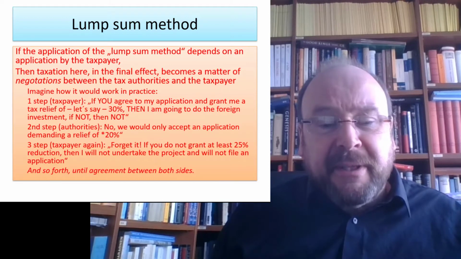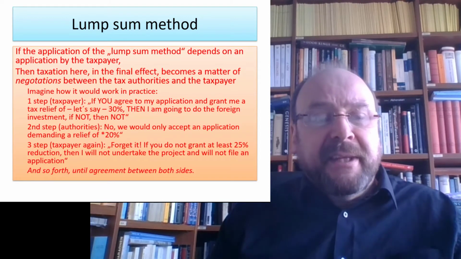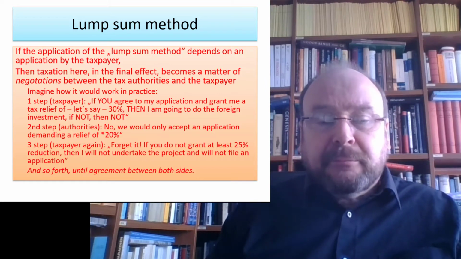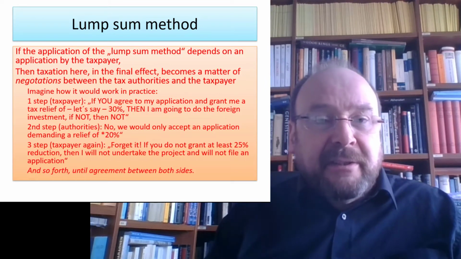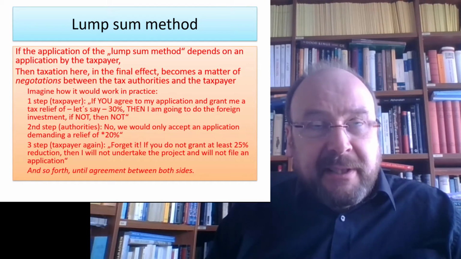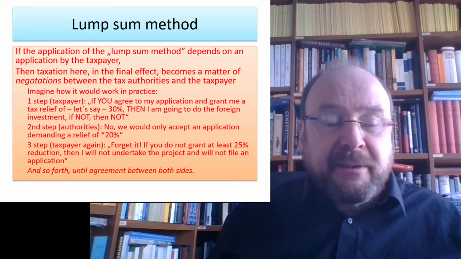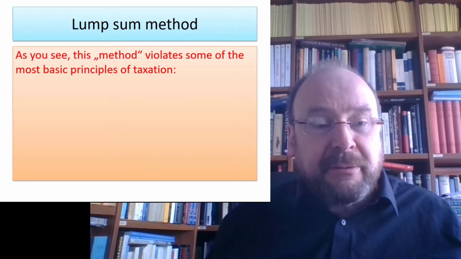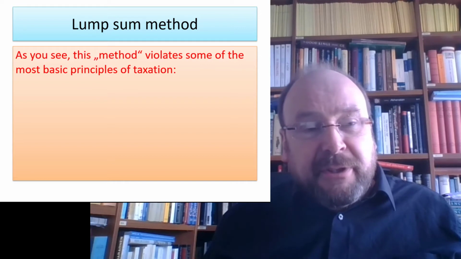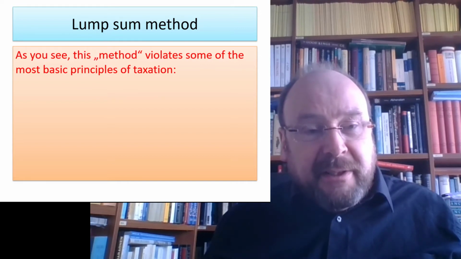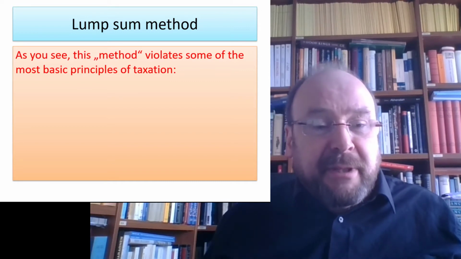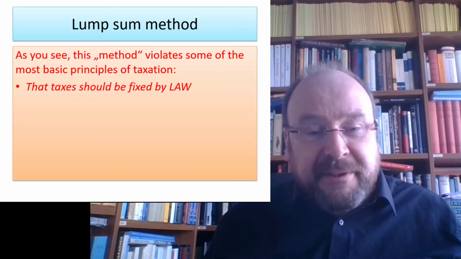So you see, the lump sum method can, in the end, just depend on the negotiating techniques and abilities of the two parts involved. So it's completely arbitrary what comes out. And that is something which you must then understand. The result is completely due to coincidence. That violates some of the most basic principles of taxation.